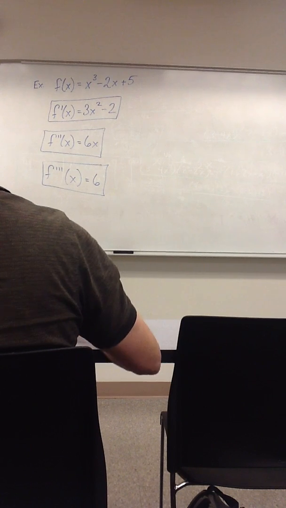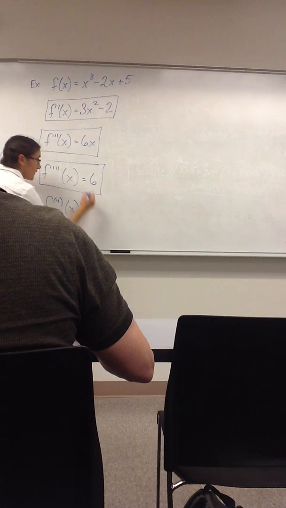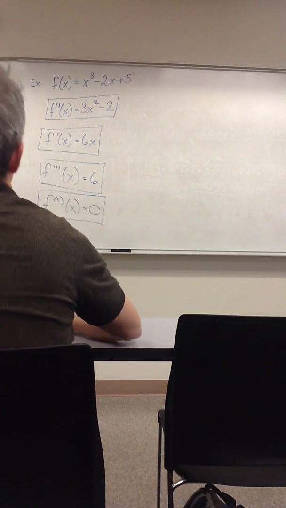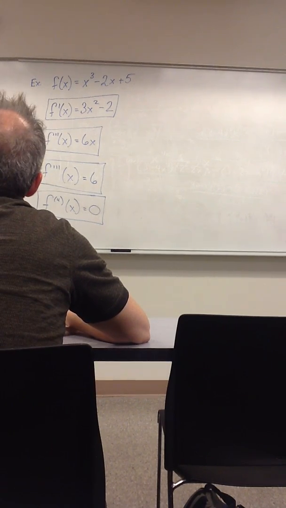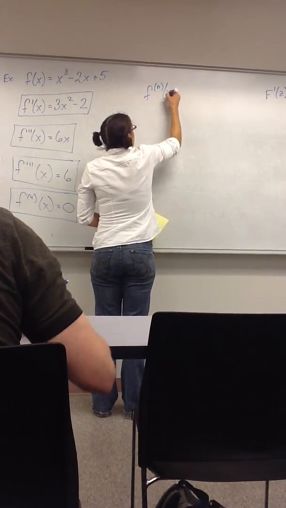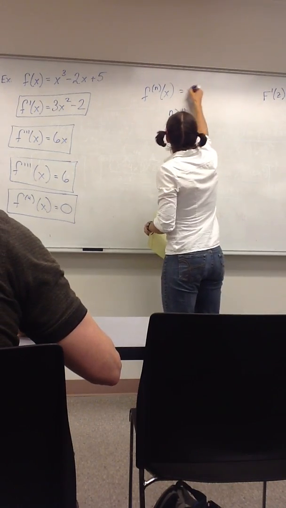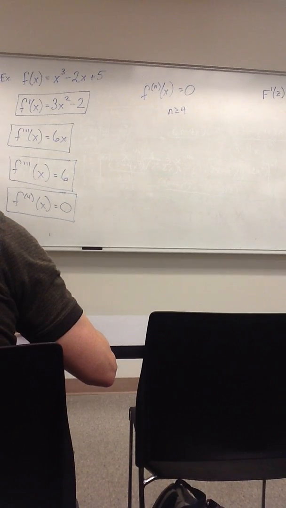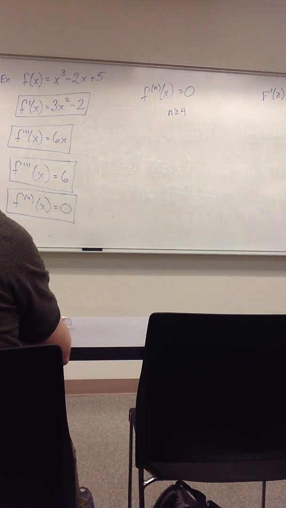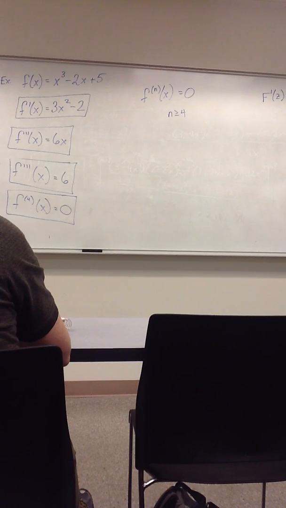And our fourth derivative of a constant is 0. And from now on, our fifth derivative of 0 is 0. So any derivative that is the nth derivative where n is greater than or equal to 4, that derivative is equal to 0 on this example. So on this particular function, once we get to a certain point, our derivative goes to 0.